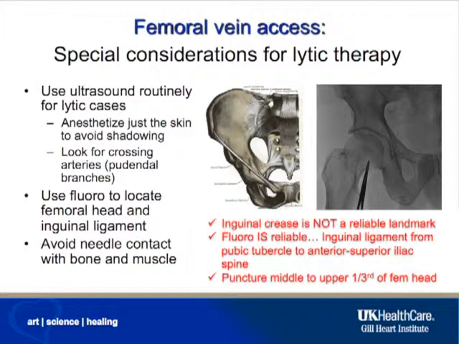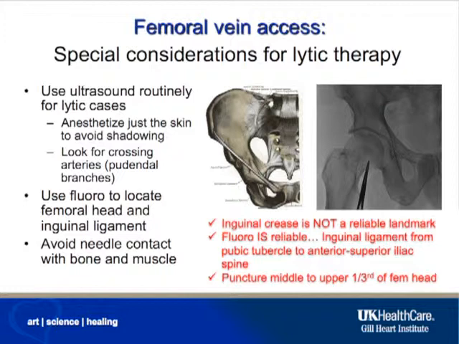We anesthetize the skin to avoid shadowing over the common femoral vein and arterial structures, and then look for crossing branches over the common femoral vein, such as pudendal branches of the common femoral artery, so as not to inadvertently stick the artery in these cases. We use fluoro to locate the femoral head and the inguinal ligament in order to avoid the complication of a retroperitoneal bleed. We avoid needle contact with bone and muscle, as this can form periosteal hematomas, especially in the setting of anticoagulation and thrombolytic therapy.